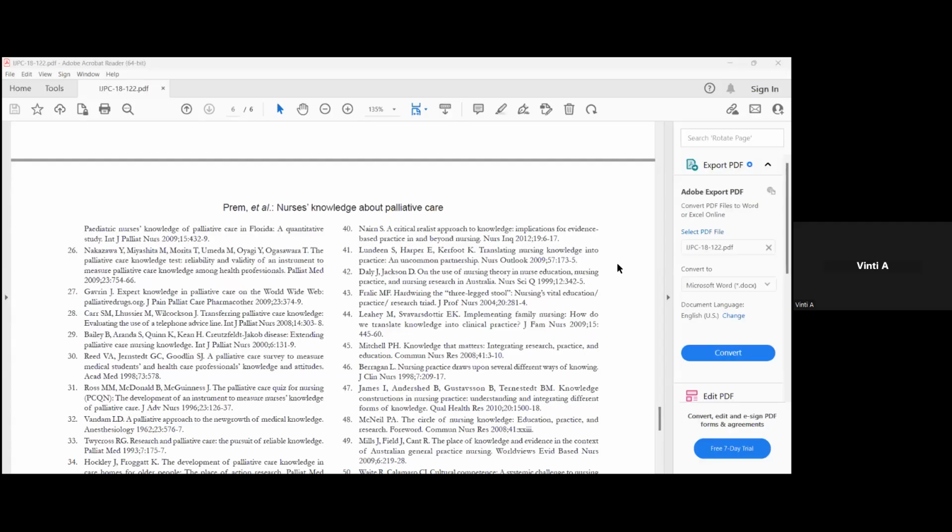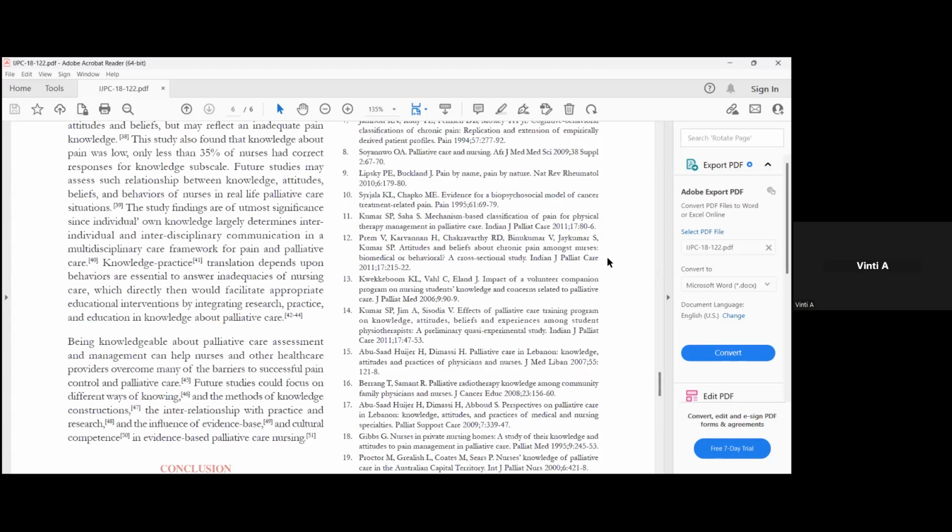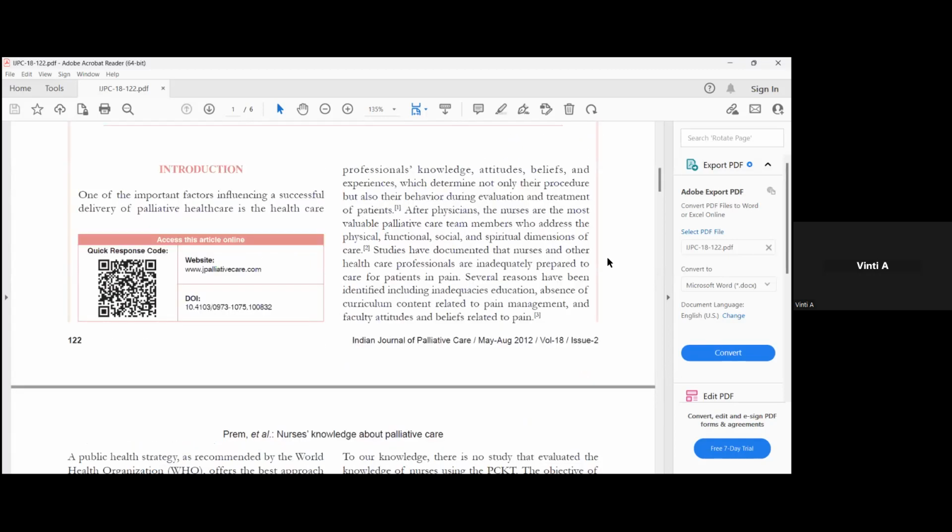Okay, so I'm just going to show you one particular paper which I have. Just let me share my screen. Okay, can you see this paper? Everybody can see this? Yes. Okay.